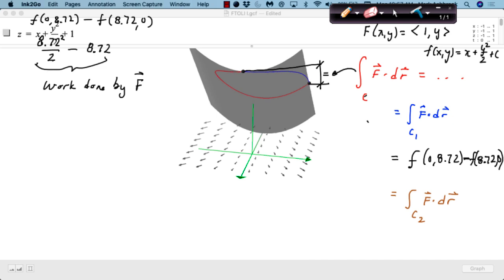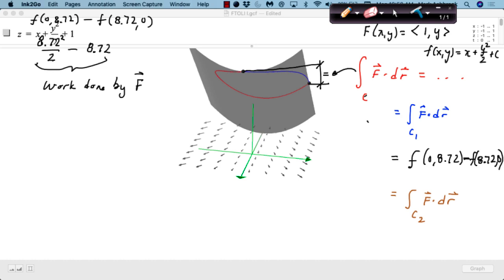So rather than accumulating little bits of work in the gradient field in the xy plane, you can also think of it as accumulating little changes in height of the potential function from the lower one to the upper one, because this is higher up. So this could be work done in the plane, but it's also the change in height. It's the accumulating changes in height from one point to the other.